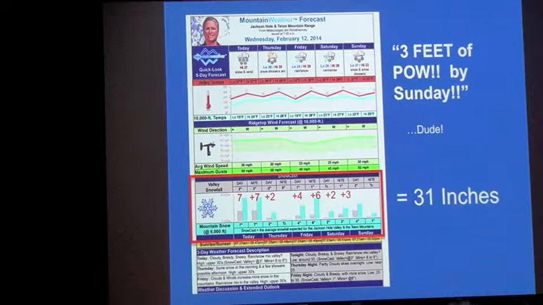Okay? And there's other things you want to watch for too. What's the temperature going to do? If it's cold, it's going to be lower density, better skiing, better snow. If it's warming up, then it's going to get heavier and wetter, which is what we had happen this past weekend. Started out great, and yeah, gave me 21 inches. Cool.